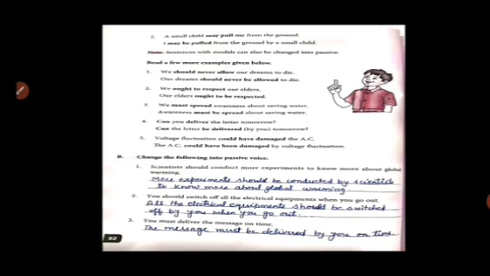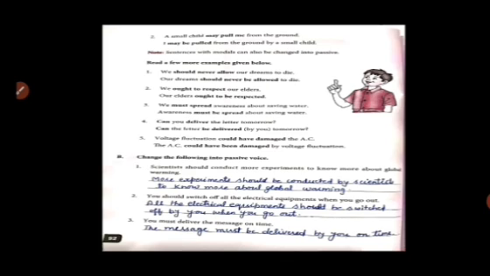A small child may pull me from the ground. I may be, modal plus be plus V3. I may be pulled from the ground by a small child. Sentences with modals can also be changed into passive. Read a few more examples given below. We should never allow our dreams to die. Our dreams should never be allowed to die. You will see all these examples.